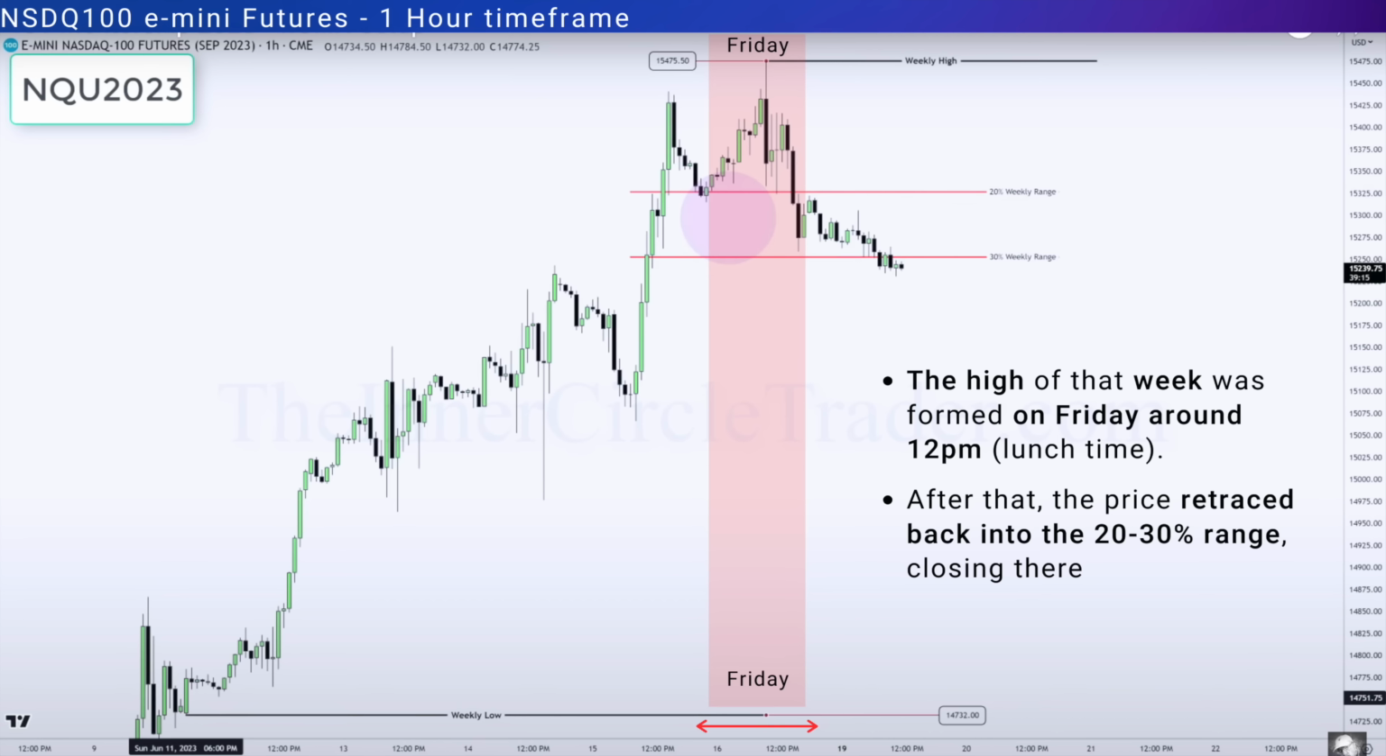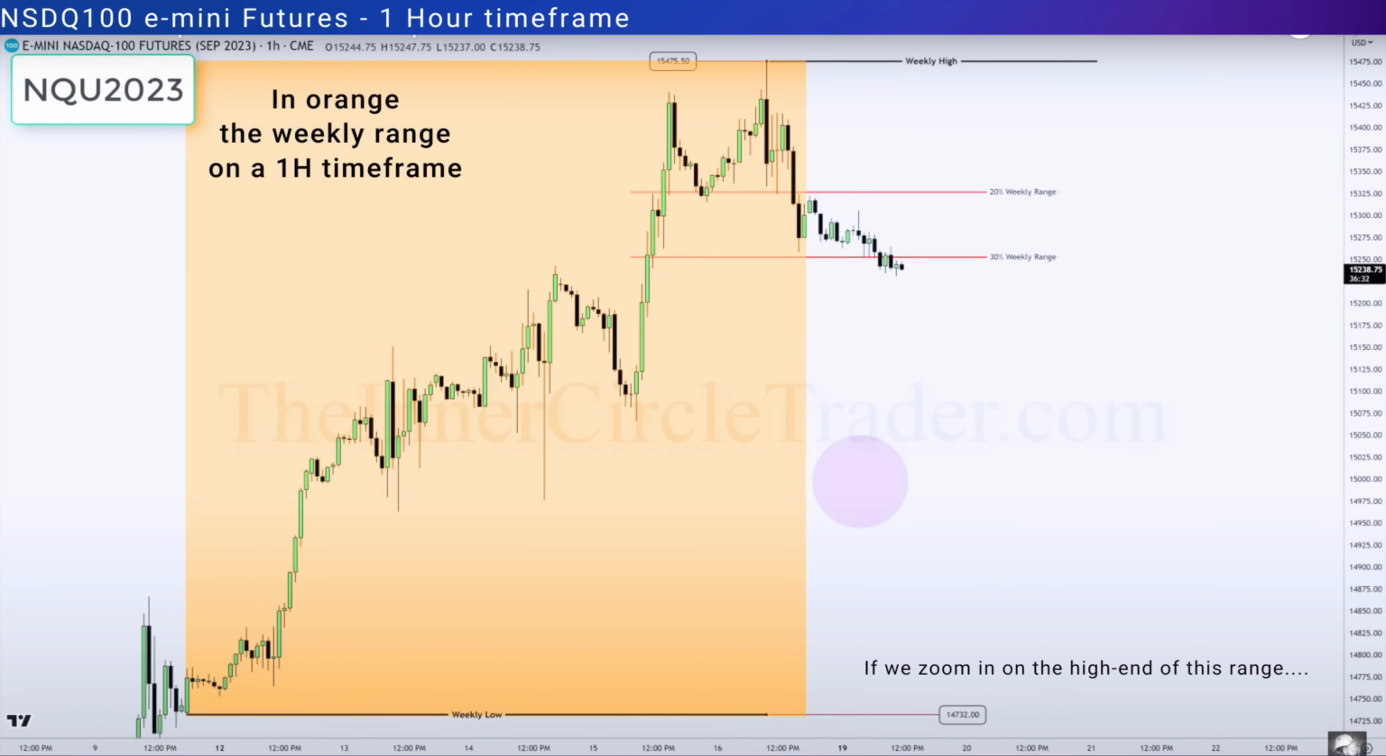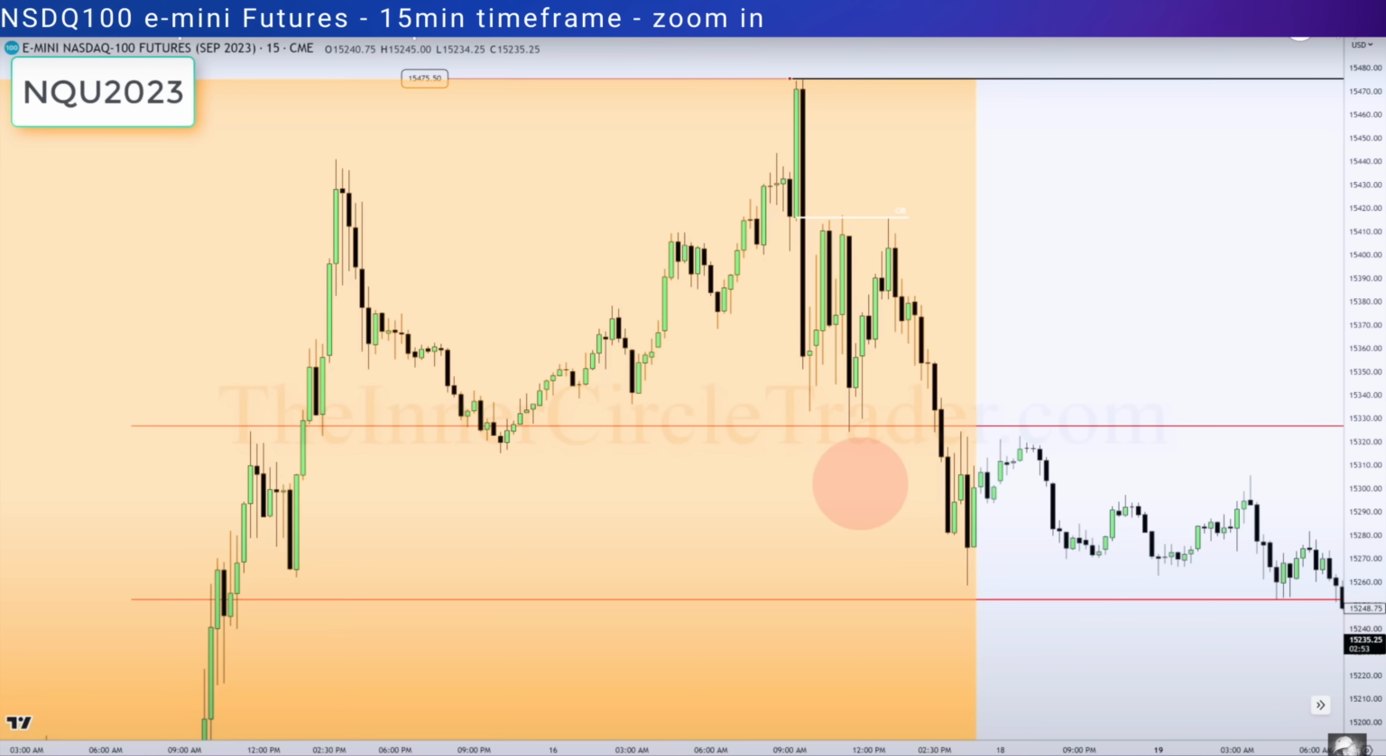The high of that week was formed on Friday around 12 p.m., lunchtime. After that, the price retraced back into the 20 to 30% range, and it has actually closed there. ICT highlighted in orange the weekly range on a 1-hour time frame so that we can really focus on those price movements. If we zoom on the high end of this range, here goes the zoom, we are now on the 15 minutes time frame so that we can observe the movements better.